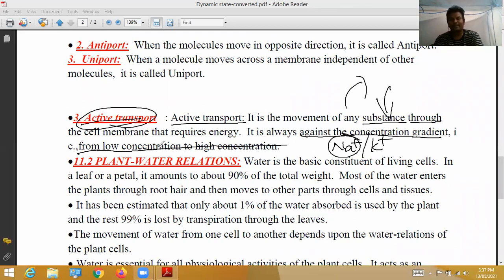These are the types of transport: diffusion, facilitated diffusion, passive transport, and active transport. Through these different transport systems, plants, animals, and different types of organisms send molecules and substances in their body and maintain their system efficiently. These are the means of transport. So with this, today's session.